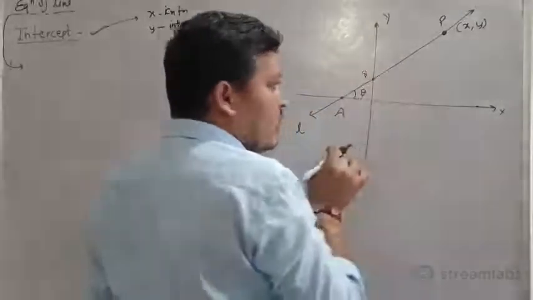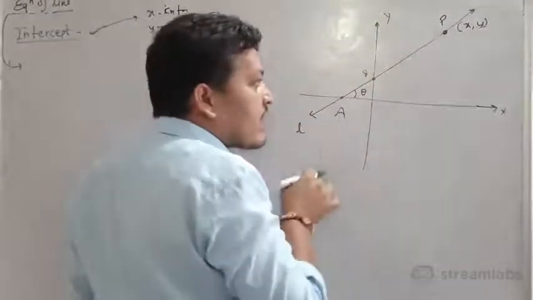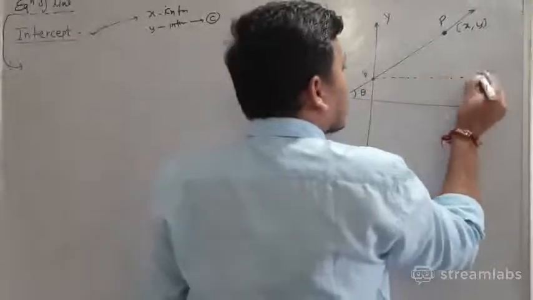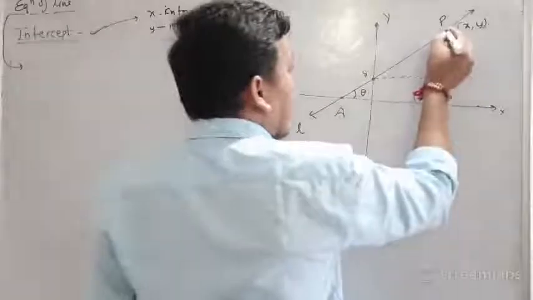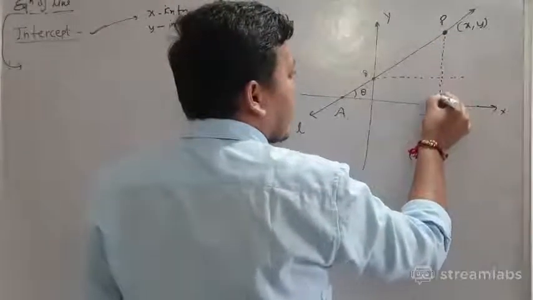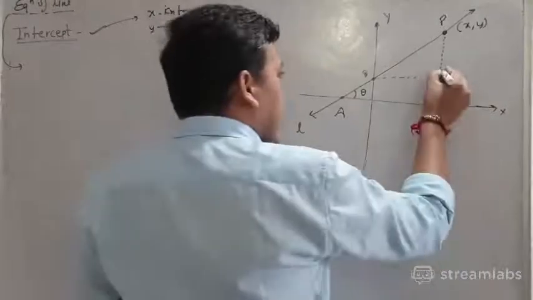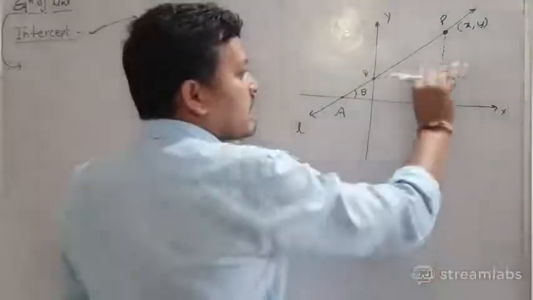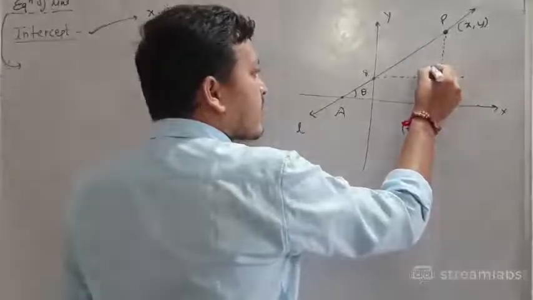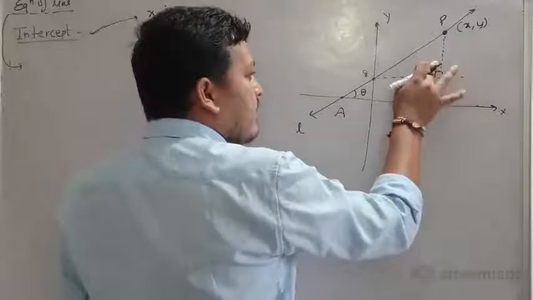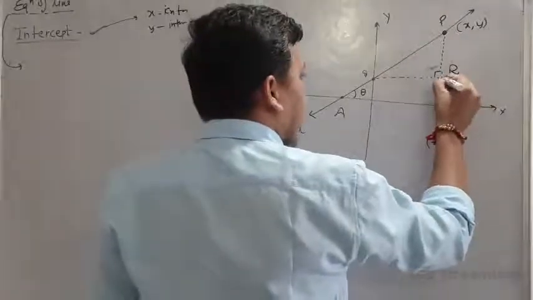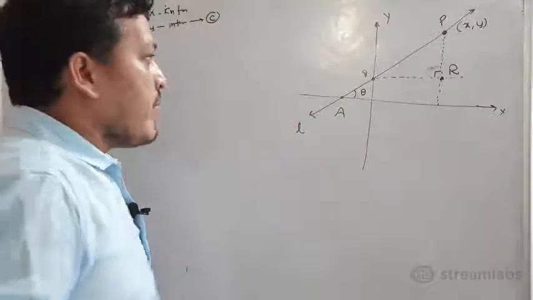Through the point Q, draw a straight line which is parallel to the x-axis. Similarly, through the point P, drop a perpendicular on the x-axis. Now one triangle is formed. This line is parallel to the x-axis, this line is parallel to the y-axis, so both are intersecting each other at 90 degrees, meaning this angle is 90 degrees. Let the points be P, Q, R.